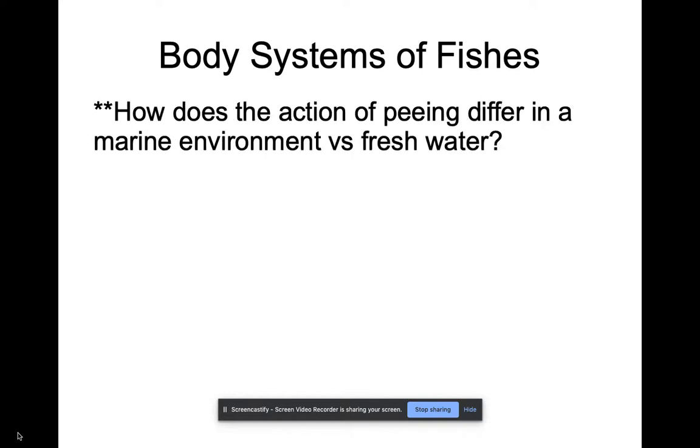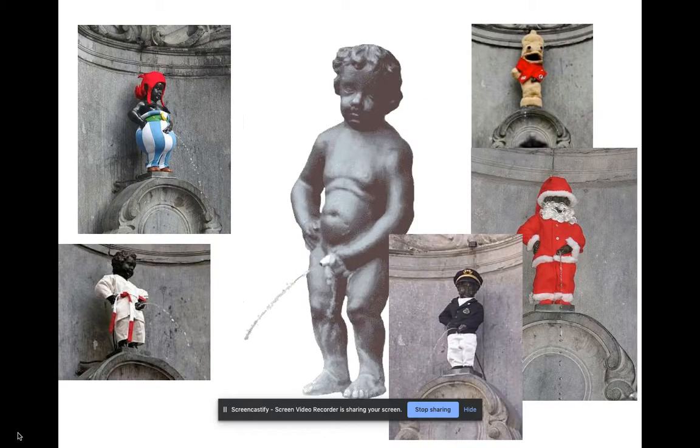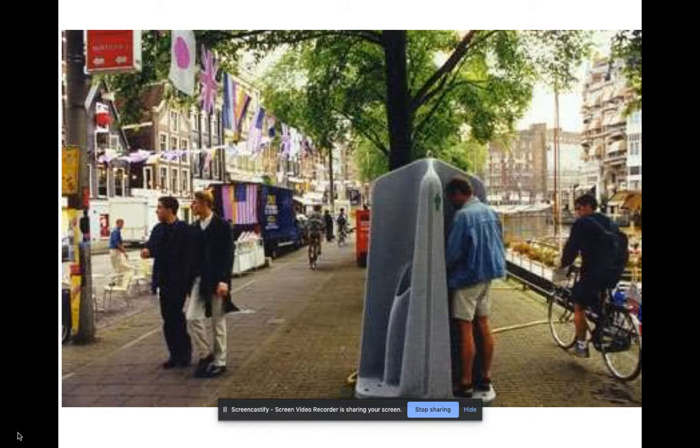So I ask this question here: how does the act of peeing differ in a marine environment, so saltwater versus freshwater? So think about that. If I live completely in a saltwater environment, what is my pee like? Is it diluted or is it very concentrated? And likewise for freshwater. So just some funny little memes here, to try to, maybe you have to stop the video here and go pee yourself, right?